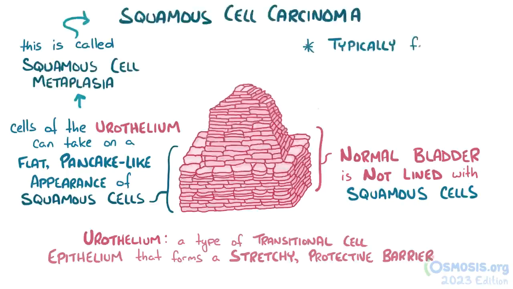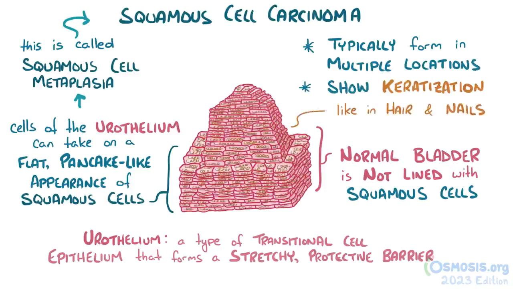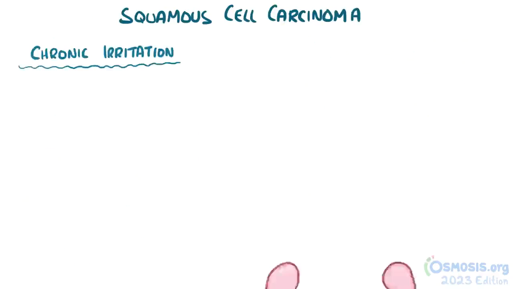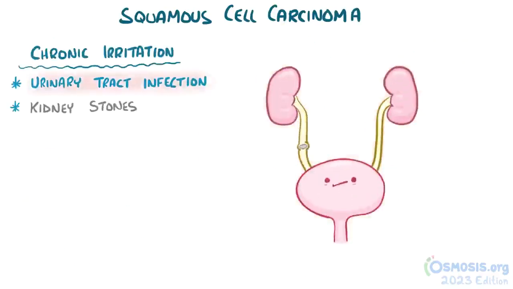These tumors typically pop up in multiple locations and show extensive keratinization, which is where the cytoplasm of the cells is filled with keratin, the same tough material in hair and nails. Squamous cell carcinomas typically arise in response to chronic irritation, like from recurrent urinary tract infections and long-standing kidney stones.